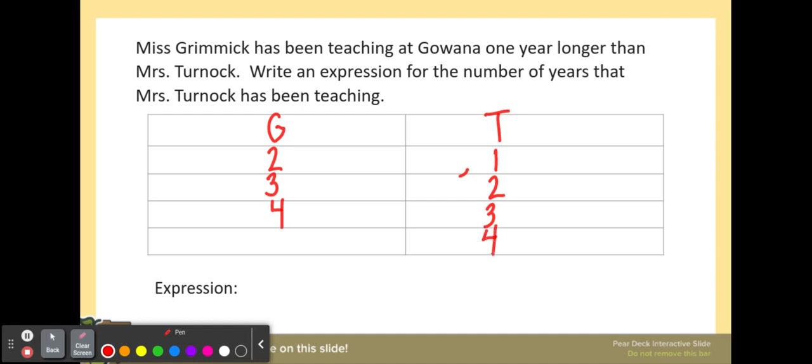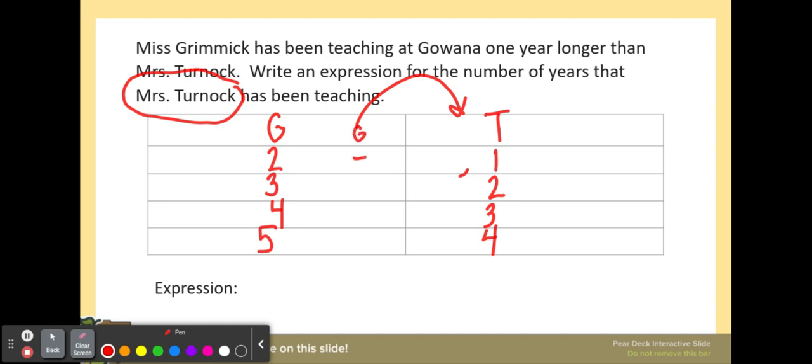Mrs. Turnock has been teaching for 4 years. Miss Grimmick has been teaching for 5. We have also done lessons in the past on how to write an expression from a table. In this case, I want an expression that shows how long Mrs. Turnock's been teaching. So how am I getting to Mrs. Turnock from G, from Miss Grimmick? So G, how am I getting there?